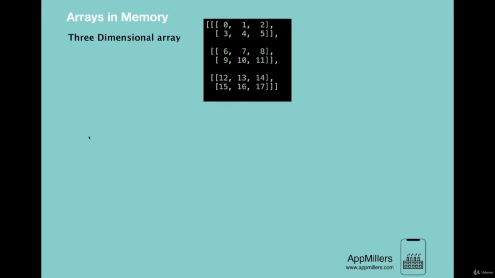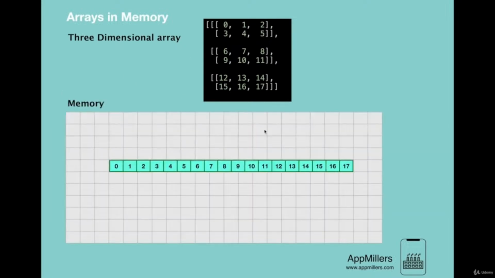And this continues like this. Let's see how this three-dimensional array is represented in memory. Once again, it's going to be like a one-dimensional array. It will be represented in a single row.